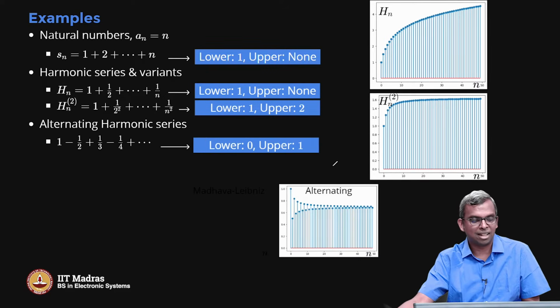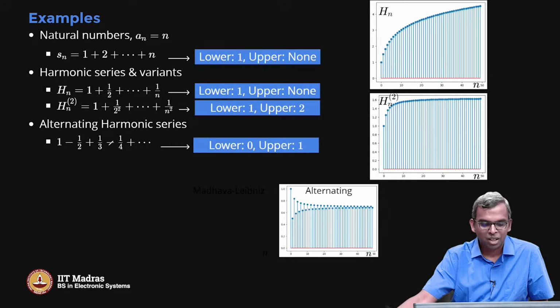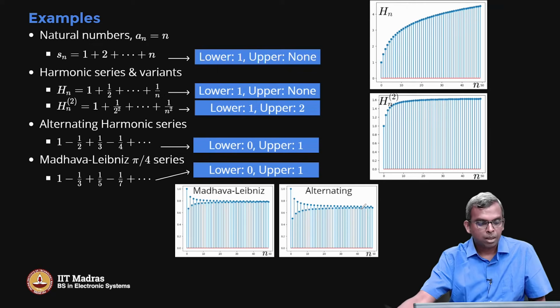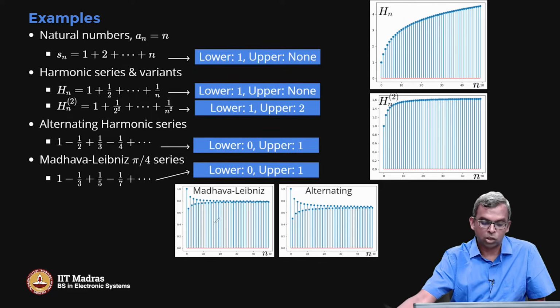Let's see our alternating series examples. Once again we saw a smaller plot before; here we are seeing a plot up to 50 for the alternating series. Here again you see there is a bound. It's between 0 and 1. So, the lower bound is 0 and the upper bound is 1. It does not go outside of that. So, the alternating series is bounded. The Madhava-Leibniz series, the pi by 4 series, is also bounded. You can plot it from 0 to 50 and you can see it's not going to go much outside of that. Its lower bound is 0 and upper bound is 1.